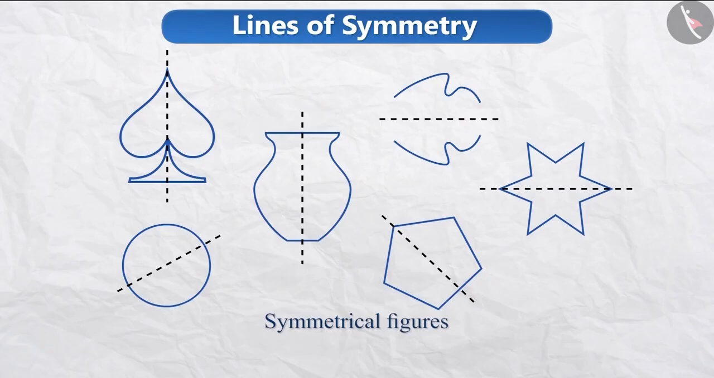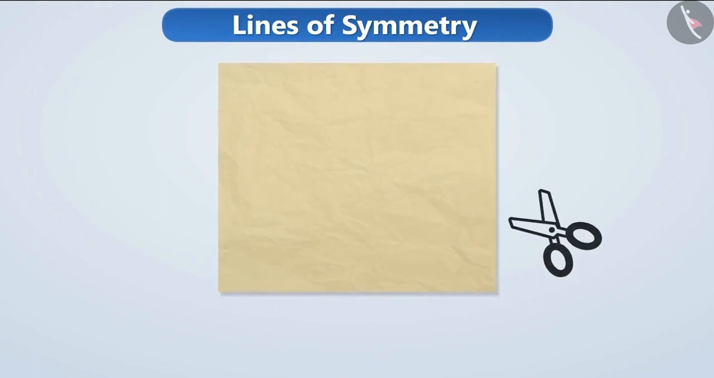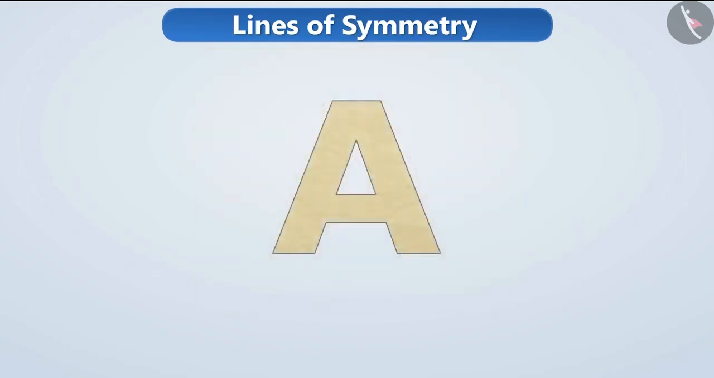Let's understand this with an activity. Take a piece of paper. Using scissors, cut the shape of the English alphabet A from it. Can you tell whether this figure is symmetric or not? Think for a while.